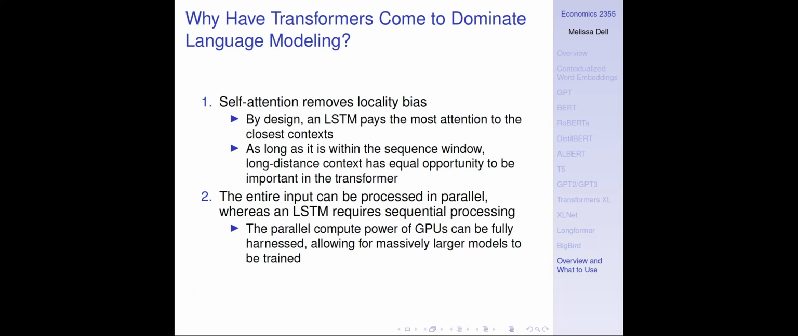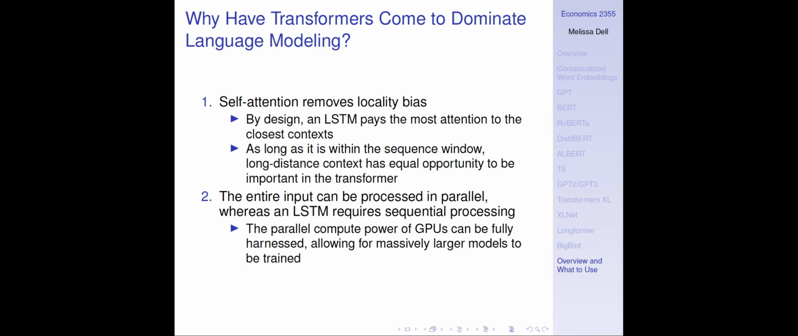When you look at the transformer and the way attention works, as long as something is within the sequence length you're able to have, say that 512 token window in BERT, or longer if you're using something like Big Bird, there's equal opportunity to attend to it. And so it gives you a more flexible way to attend to text, which is good for performance. The other thing that's super important is that the entire input can be processed in parallel, whereas an LSTM requires sequential processing.